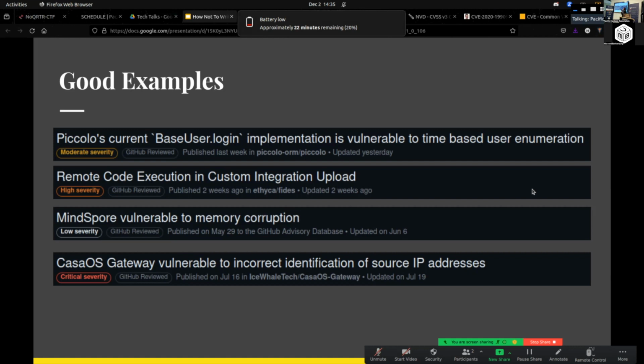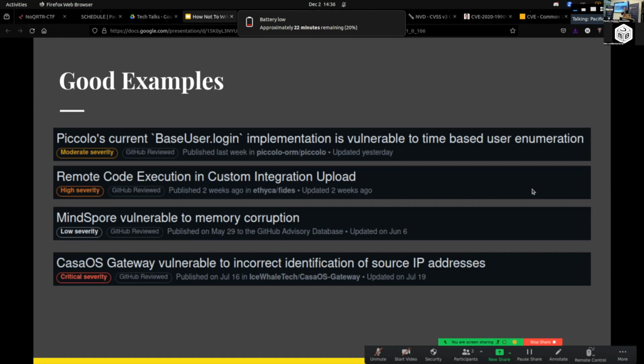Next is a vulnerability to memory corruption. It depends on what kind of memory corruption, but with this one apparently all they can do is fill up the computer with junk data. Apparently, they can't even crash the computer. So low severity, there's very little impact.